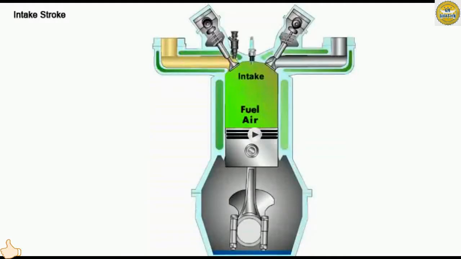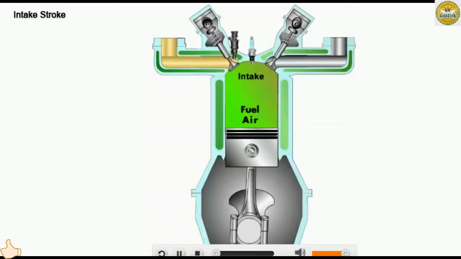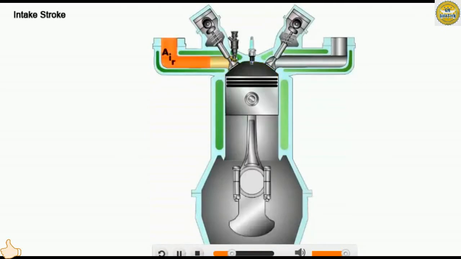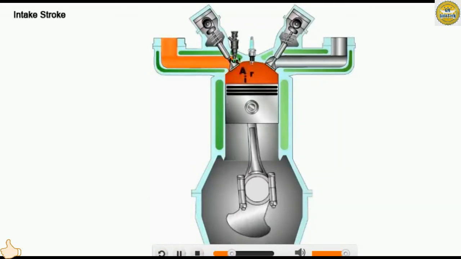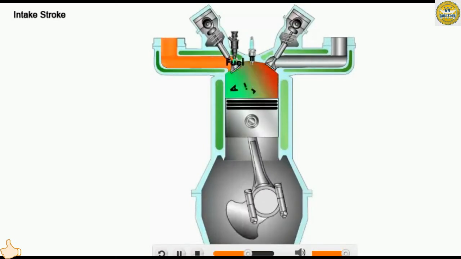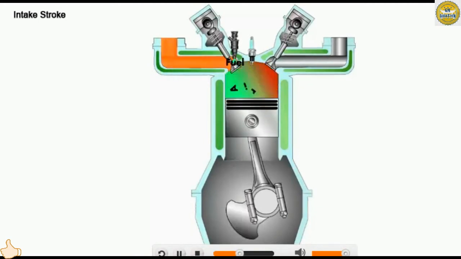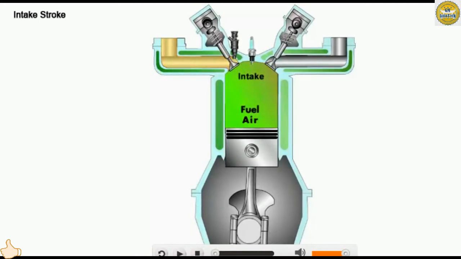The intake stroke begins with the intake and exhaust valves open. As the piston begins its downward stroke, the exhaust valve closes. Downward travel of the piston increases the volume of the cylinder and creates a low-pressure area. The pressure difference between the intake manifold and the cylinder causes the mixture to flow into the cylinder. As the piston reaches the bottom of the stroke, air and fuel continue to enter the cylinder due to the inertia of the incoming mixture.